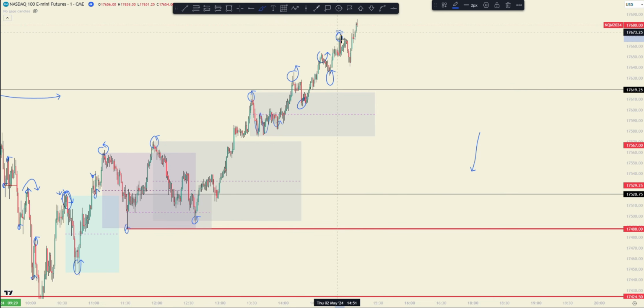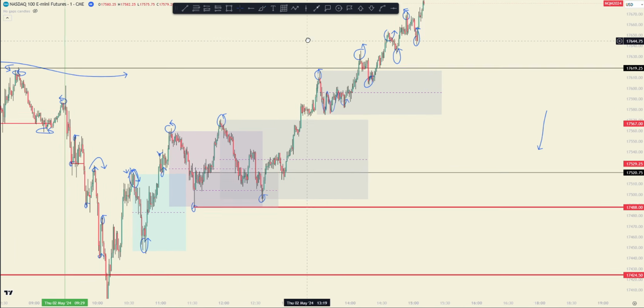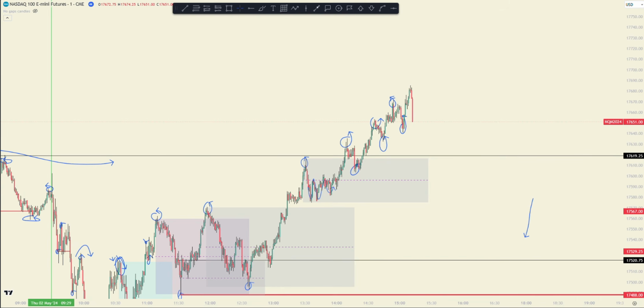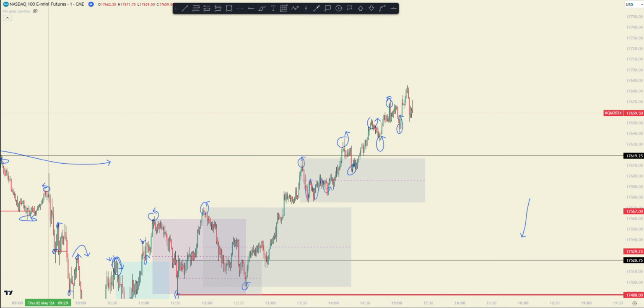Okay, so we have some more zones. I'm just going to keep tracking our structure. But you see, if we were just on the bullish side since we took that low, how easy trading would have been. It would have been so simple.